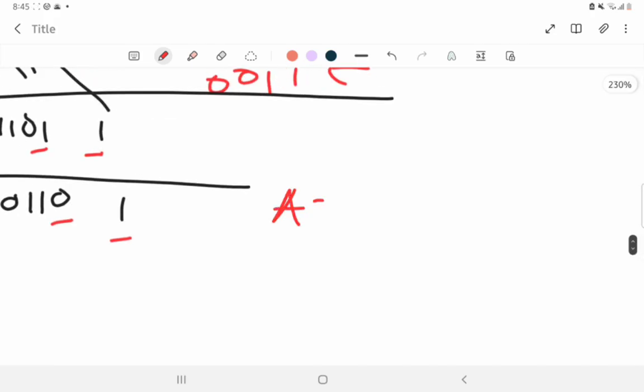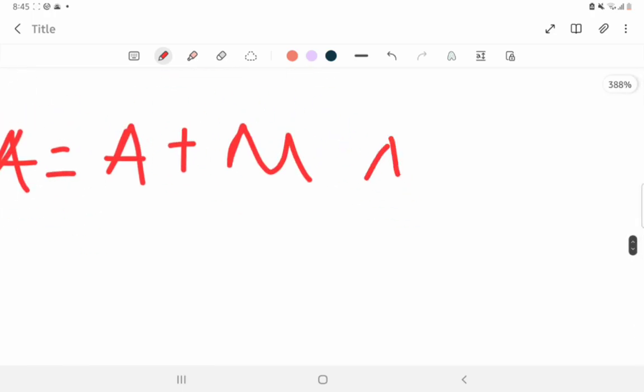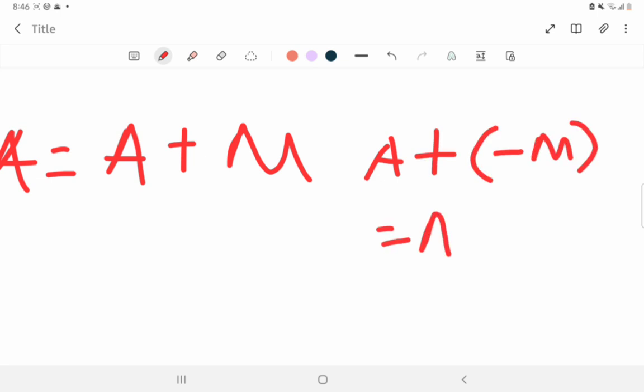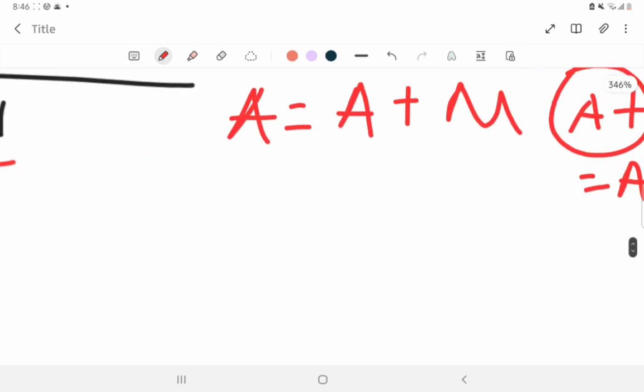So we do here A equals to A plus M. Okay, remember I told you that our M is negative. So A plus M equals to A plus negative M. So it's actually equals to A minus M. But we can do the A plus the 2's complement of M, which is negative.